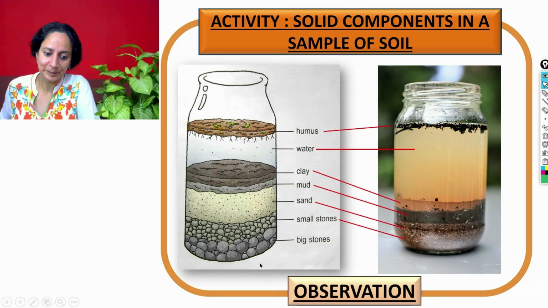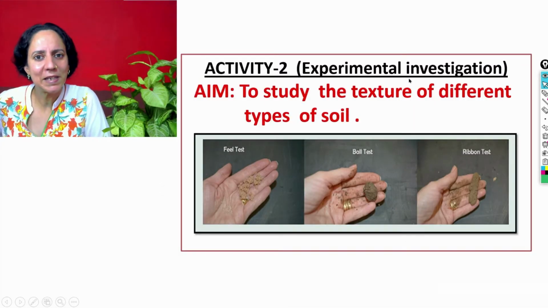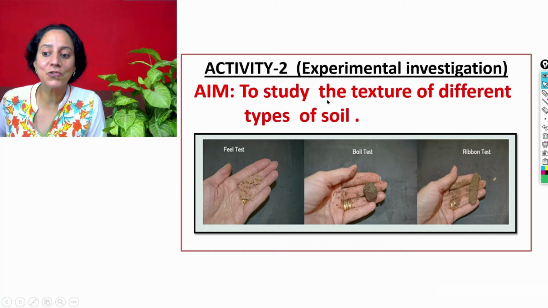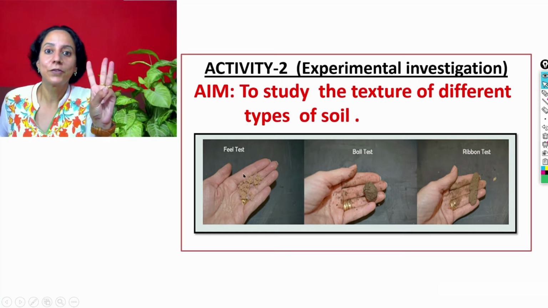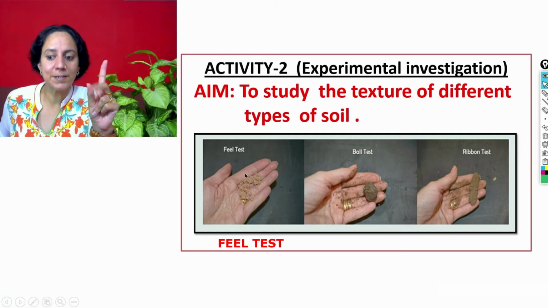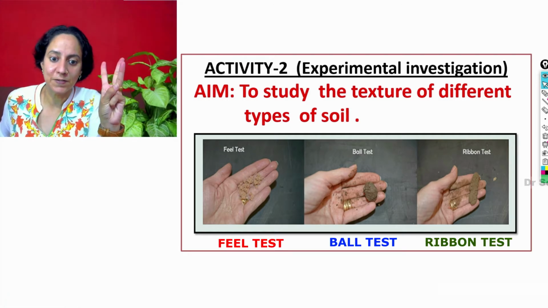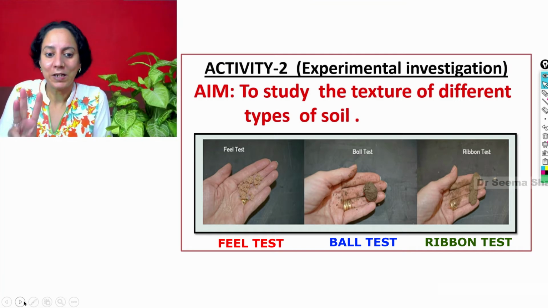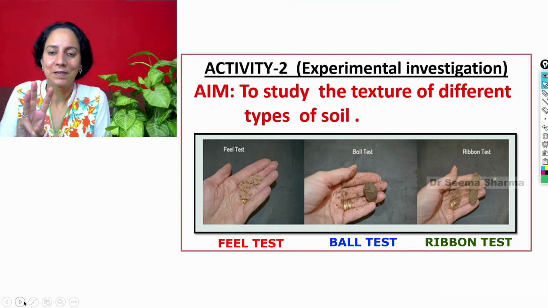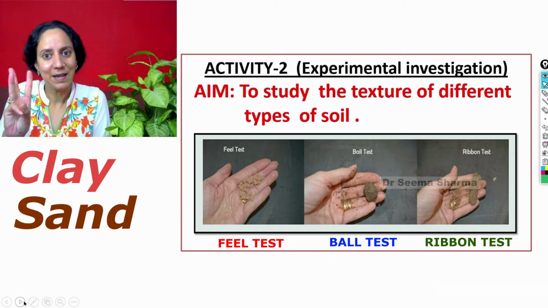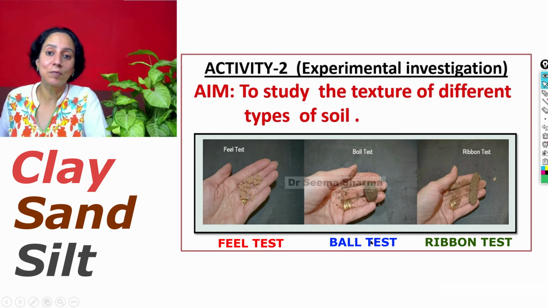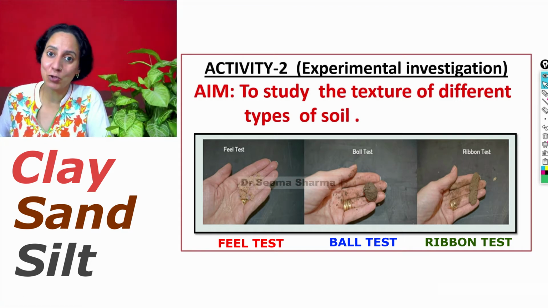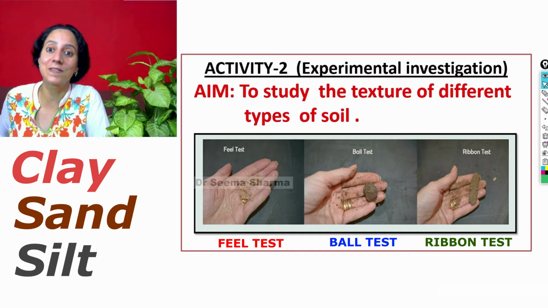Next and equally interesting activity is activity 2, experimental investigation. Here our aim is to study the texture of different types of soil with the help of 3 tests: field test, ball test and ribbon test. In this activity, we are provided with 3 types of soil samples. One is clay, sand and silt. We have to perform 3 tests on these soils and we have to find out which one is sand, which one is silt and which one is clay.